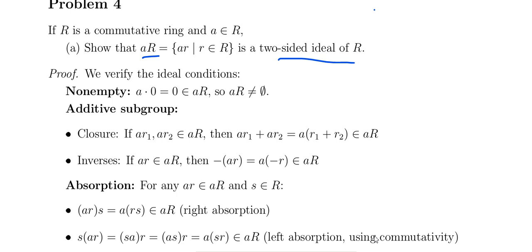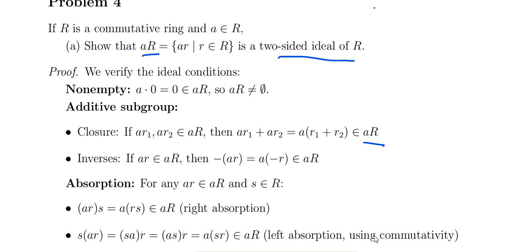To prove it is an additive subgroup: if A r1 and A r2 belong to AR, then the sum A r1 plus A r2 equals A into r1 plus r2, which obviously belongs to AR. And for the inverse, for every A r belonging to AR, the inverse minus A r is obviously A into minus r, which belongs to AR.